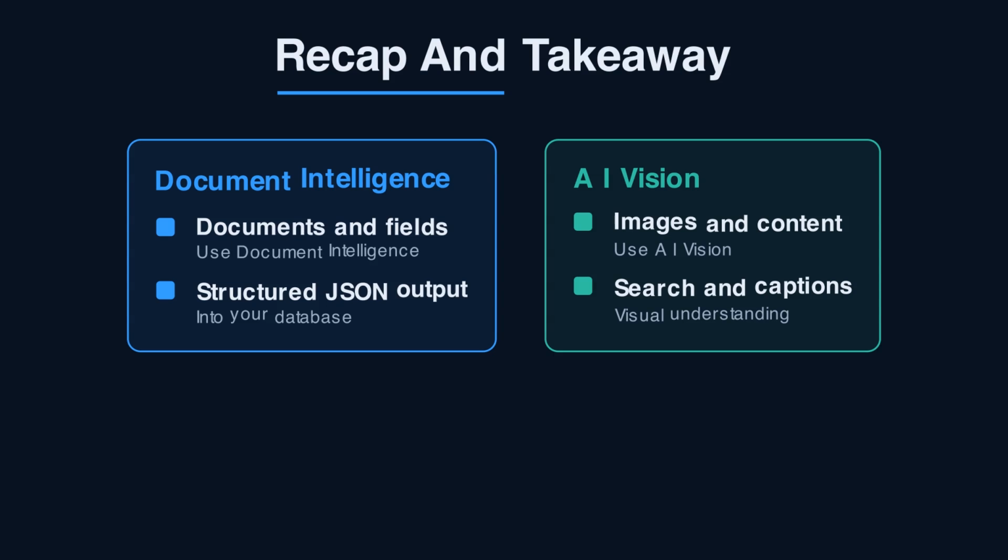Plenty of real systems use both together, one for the form fields and one for the photo. Your action item this week: take your actual input samples, sort them into document or picture, and map each pile to a service before you write a line of code. And because pricing and model lineups change, confirm the specifics in the current Azure docs.